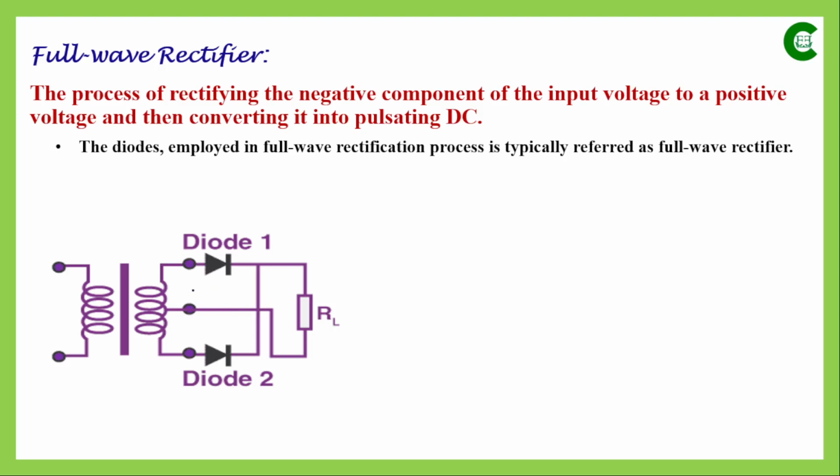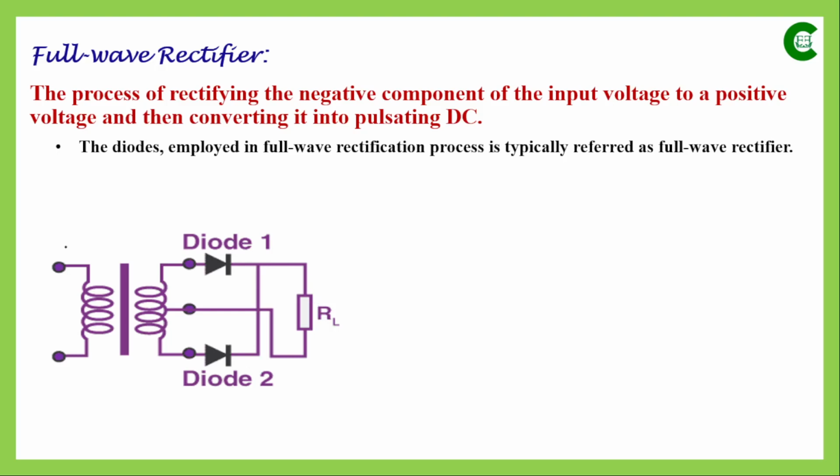Now why is it center tapped? Because at the secondary side, the coil that we have, as you can see, the conductor is connected at the midpoint or center point of that secondary coil. Now in this center tap full wave rectifier circuit, instead of having one diode, we have two diodes, and again we have a load resistor across which we will be measuring the output voltage.